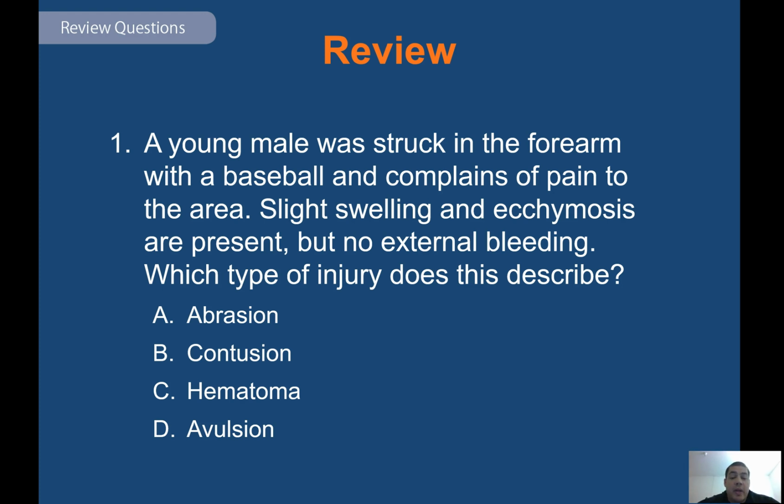So review. A young male was struck in the forearm with a baseball and complains of pain to the area. Slight swelling and ecchymosis are present, but no external bleeding. Which type of injury does this describe? Remember, you have open and closed injuries. What type of injury is this? You can knock two out of here right now.